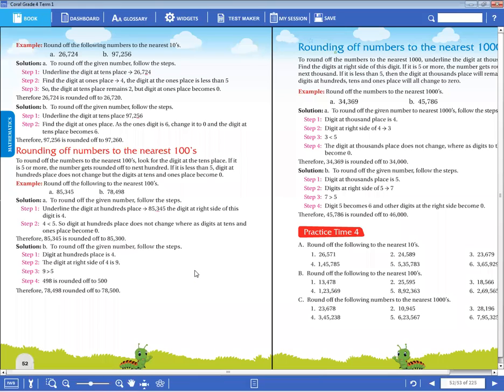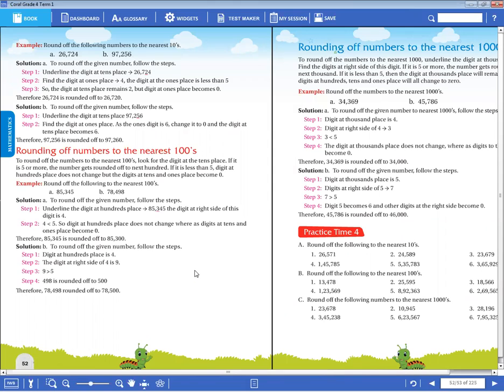Because when we are finding the nearest tens, we have to check the ones place. What do you have to check? Ones place. If the ones place is smaller than 5, less than 5, then we take that tens only. If the ones place is greater than 5, then we have to take the next tens. After 20, which tens will come? 30. Okay. So 26,724, the nearest tens of this given number is 26,720. Okay.